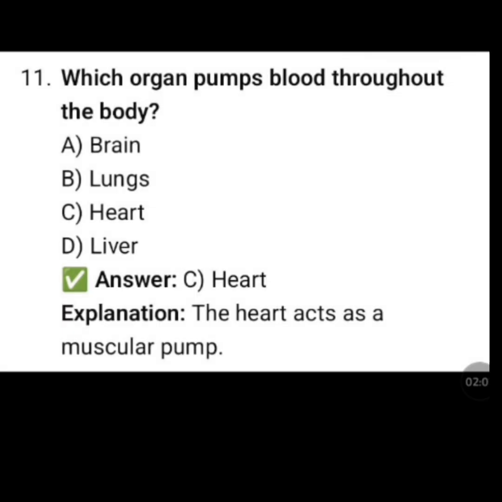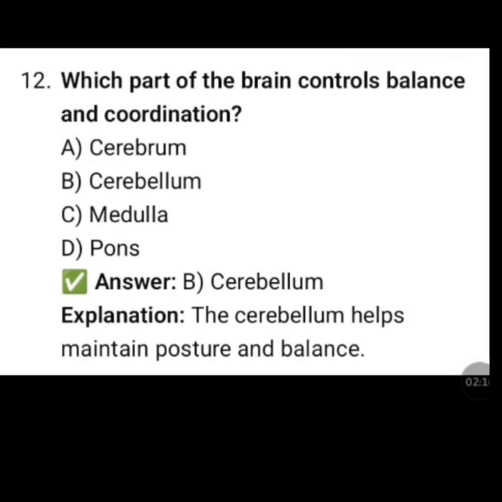Which organ pumps blood throughout the body? Brain, lungs, heart, liver. The correct answer is option C, heart. The heart acts as a muscular pump.